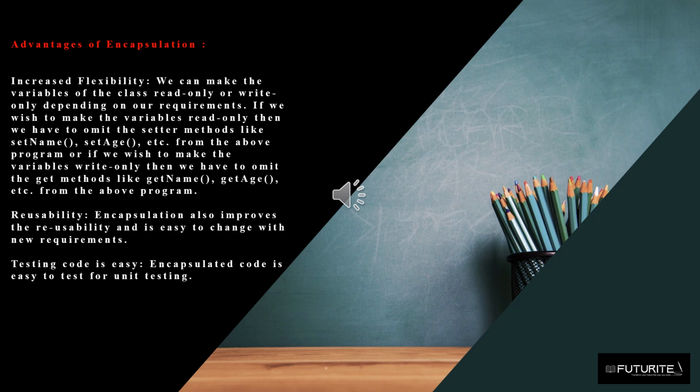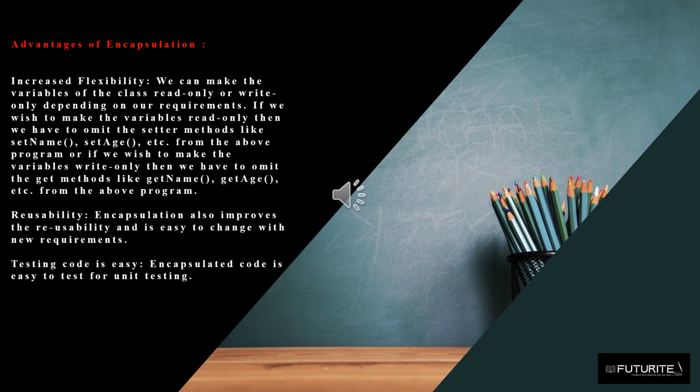If we wish to make the variables read-only, then we have to omit the setter methods like setName, setAge, etc. from the above program. If we wish to make the variables write-only, then we have to omit the get methods like getName, getAge, etc. from the above program. This means that we have increased flexibility.